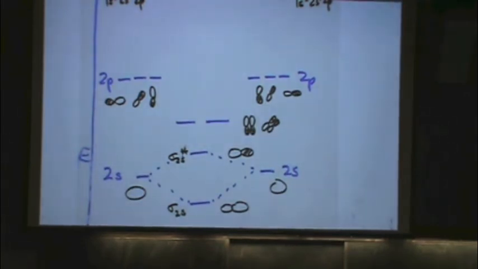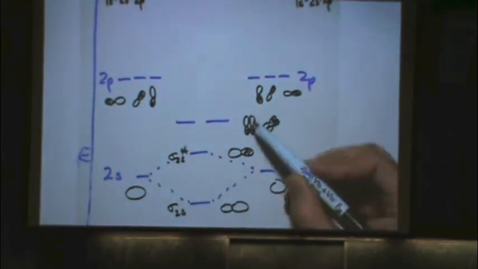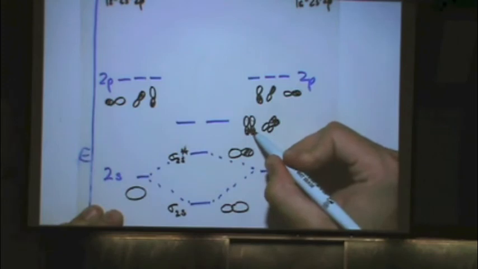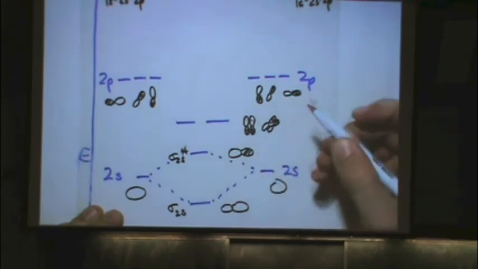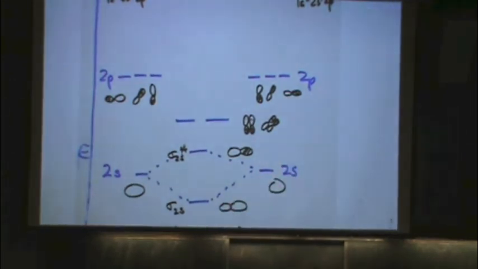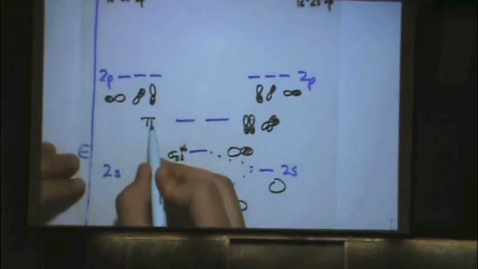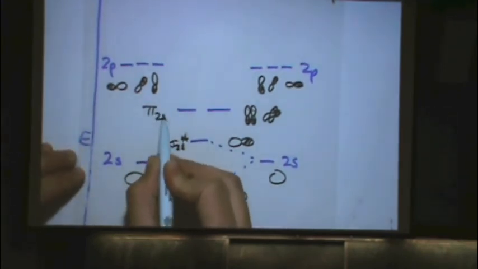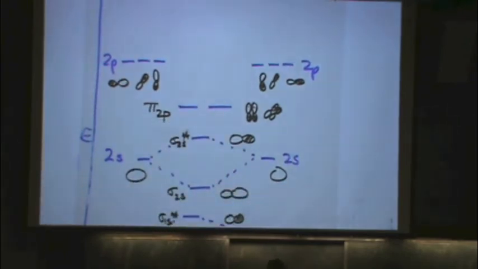Is this going to be a sigma? When you look at this, is this a sigma or a pi bond? It's called a pi bond because the bond happens, let's see a different color here, above and below the center point. Above and below. So this is called a pi bond. What do you think would be the subscript? Yeah, since it comes from 2p orbitals, it's called a pi 2p. And that's a bonding interaction.